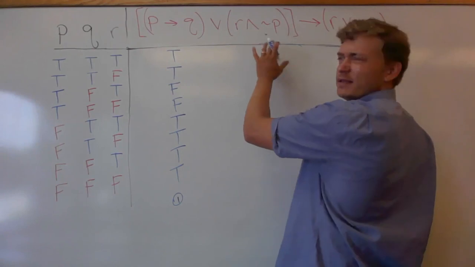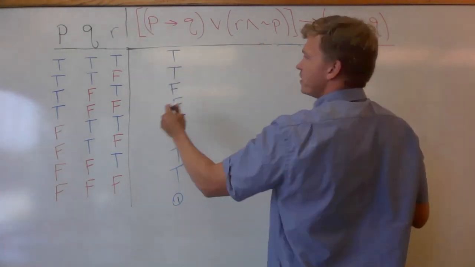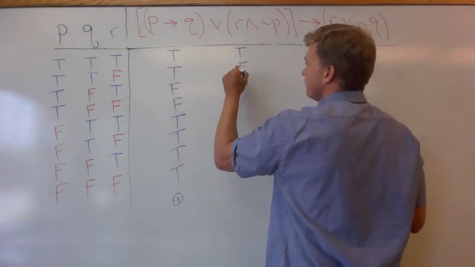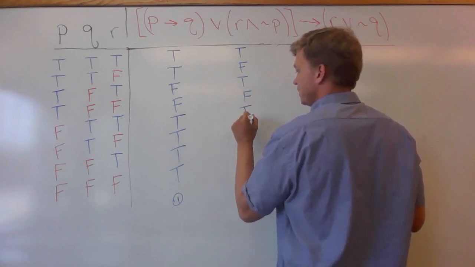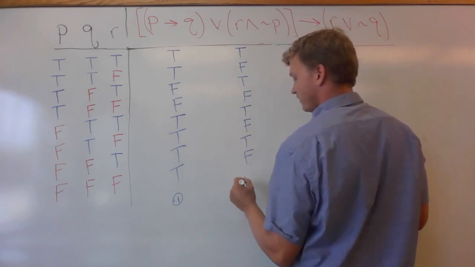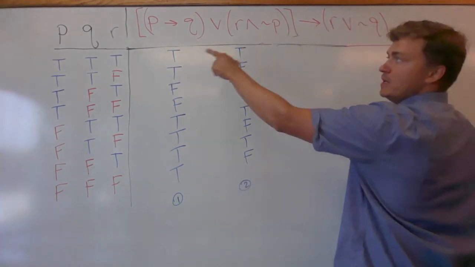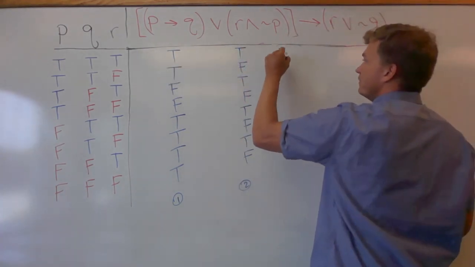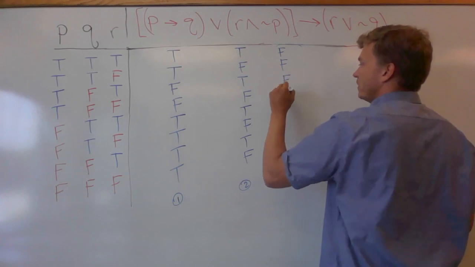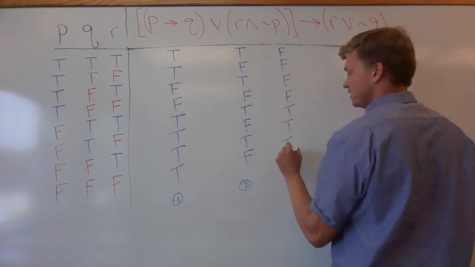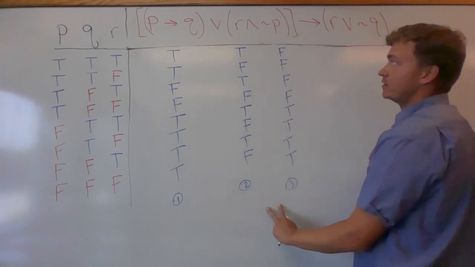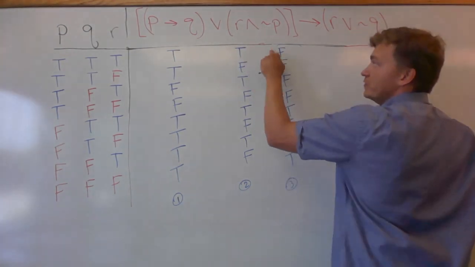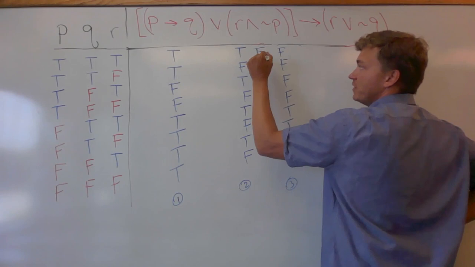Let's go ahead and maybe write out the steps for this one here. That'll help us. R: T, F, T, F, T, F, T, F. Not P, we're going to switch up P: F, F, F, F, T, T, T, T. And now I can bring these two columns together with my AND connective. True and false, false. False and false is false.